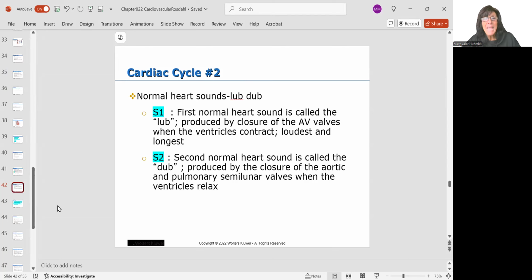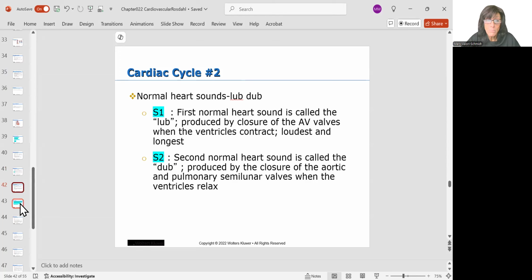When you listen to a heart, that sound, that lub dub, is actually what medical people call it. S1 is the first sound. That's the lub part, and that's the AV valves closing when the ventricles contract, and that's loud. The S2 is the second normal heart sound. That's the dub, and that's when the other valves close.